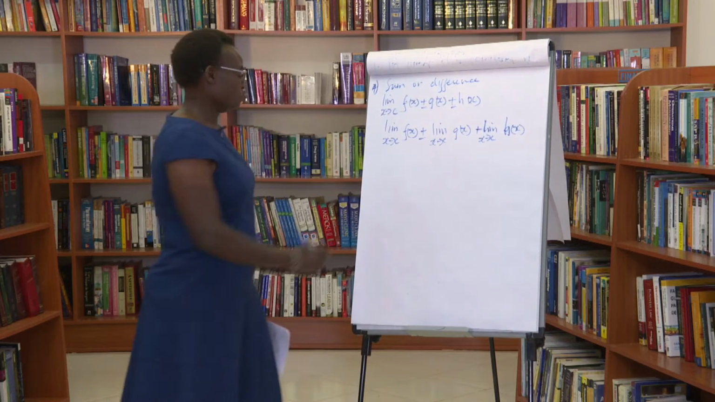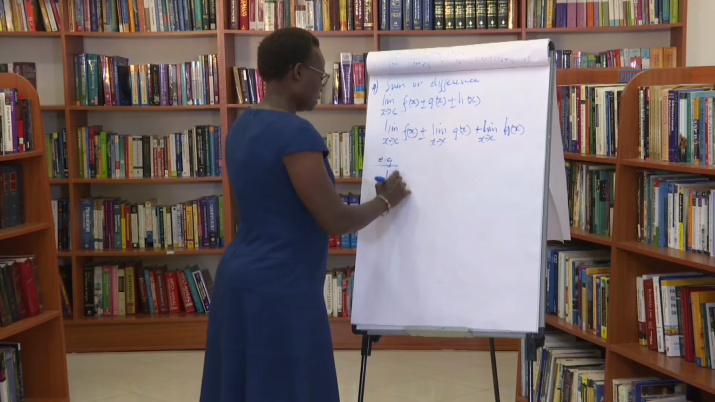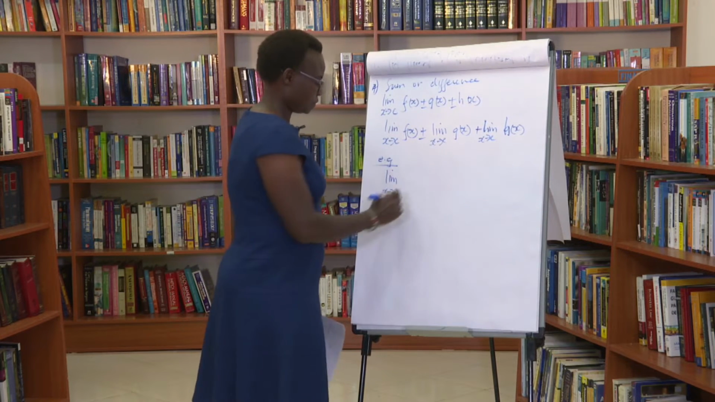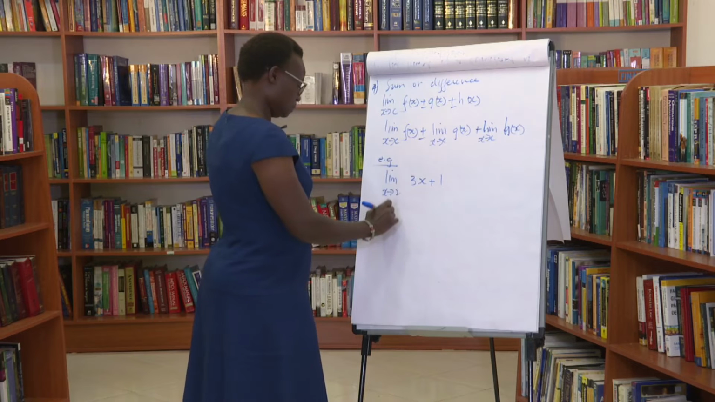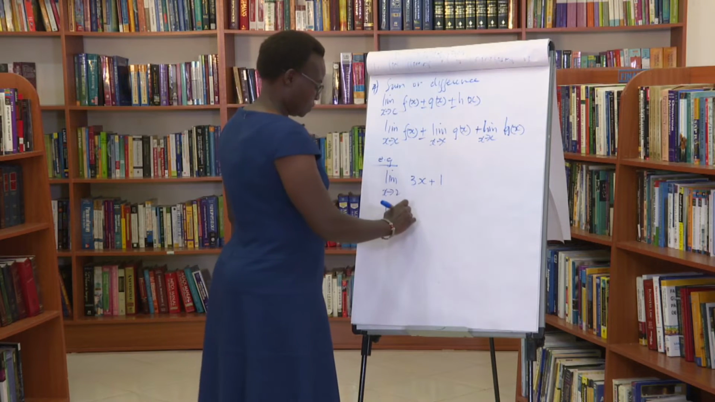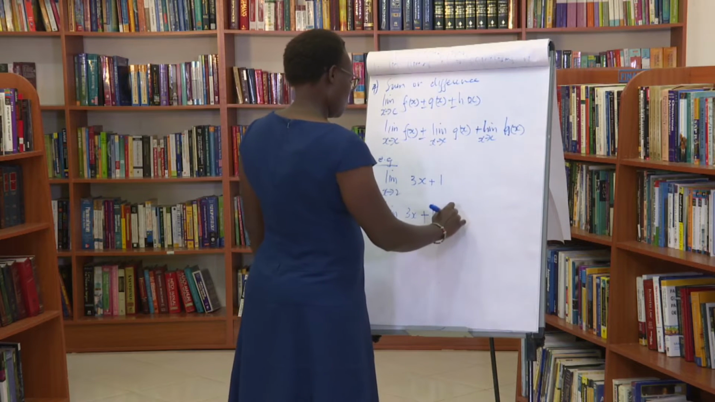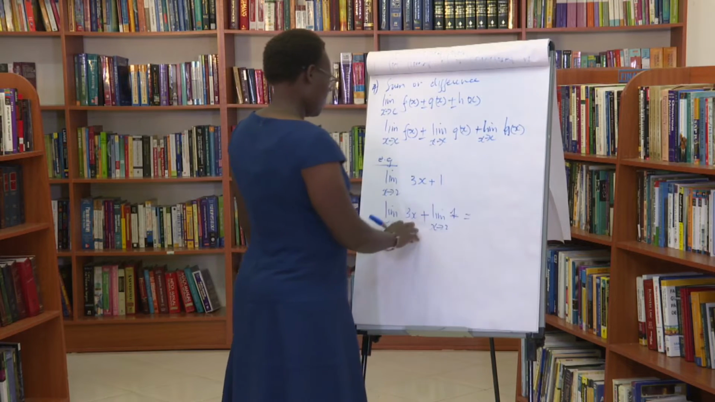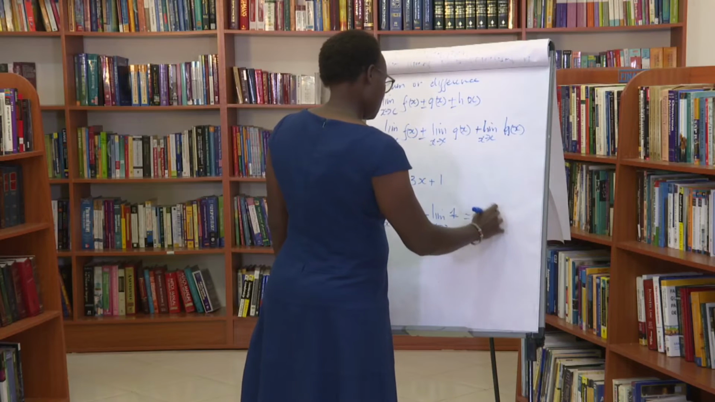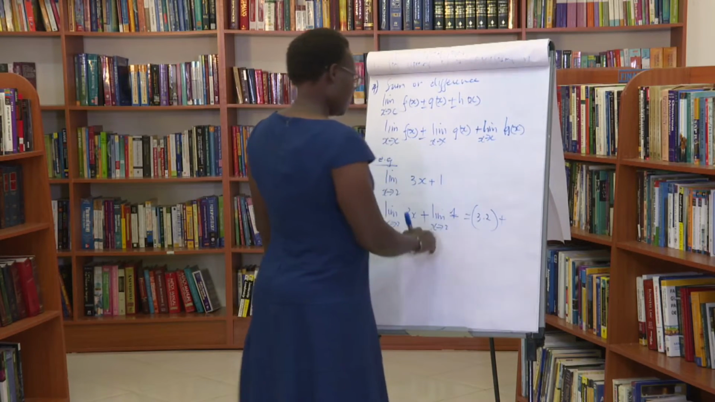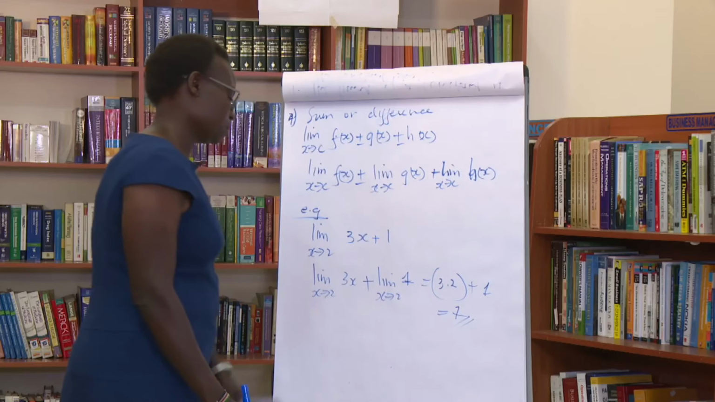Okay, so an example here, we're supposed to get the limit as x tends towards 2 of 3x plus 1. So this would be the limit as x tends towards 2 of 3x plus the limit as x tends towards 2 of 1. So this one would give us 3 times 2 and then plus 1, so that would give us 7. That is 6 plus 1.